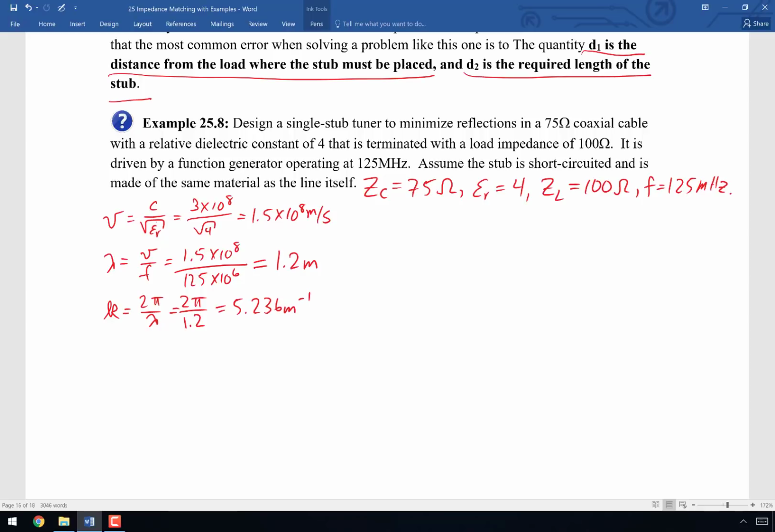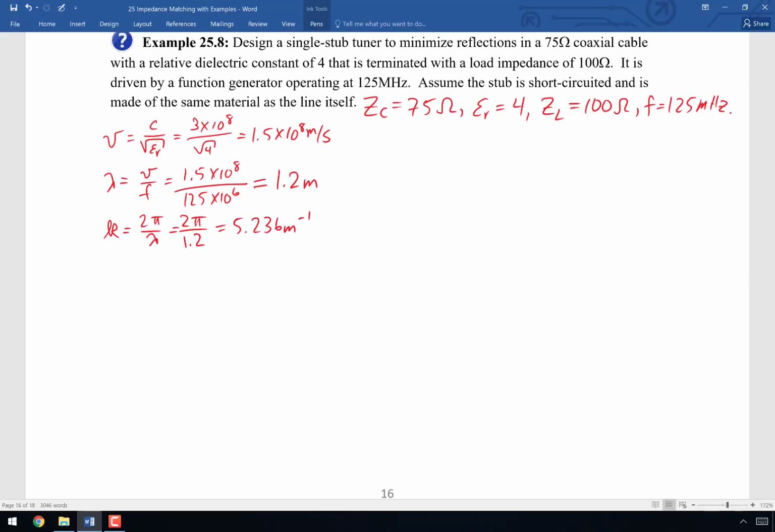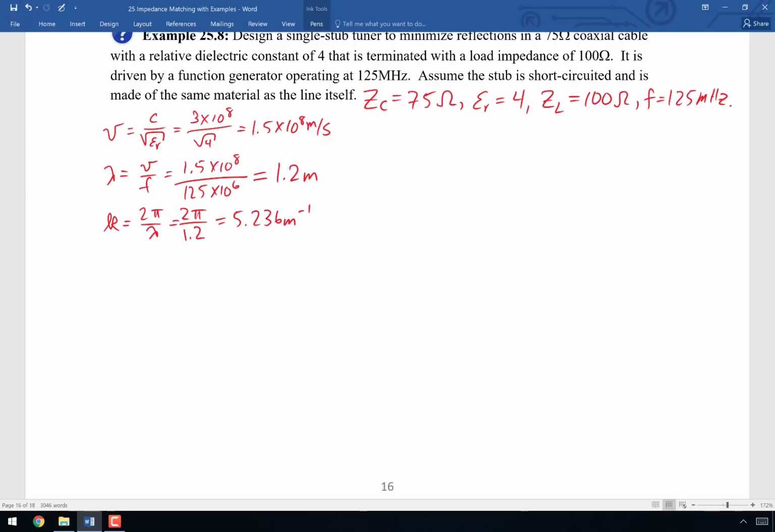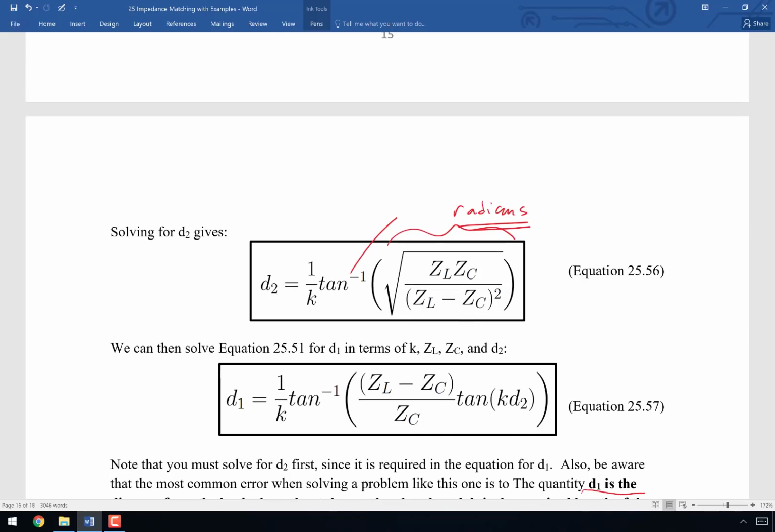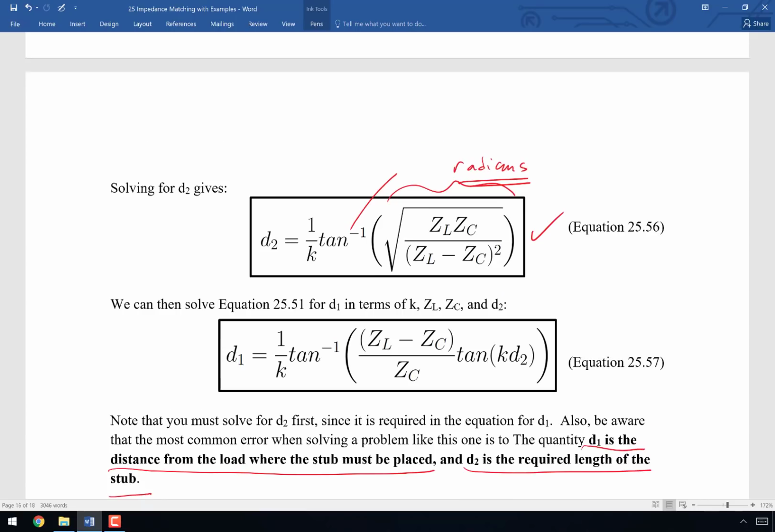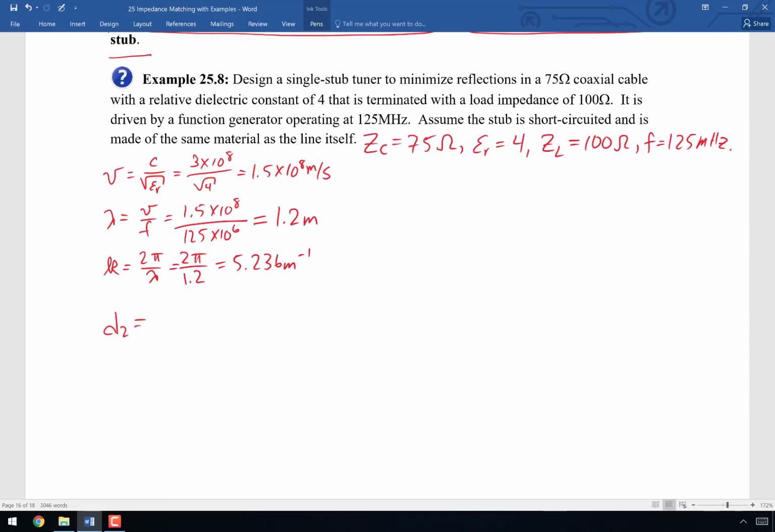I'm going to carry an extra digit of significance there just to make sure that I don't make any mistakes in that last digit. Let's calculate D2. I don't want to rewrite the equation, but it's equation 25.56. This is the equation that we're about to use for D2. So let's come down here to D2.